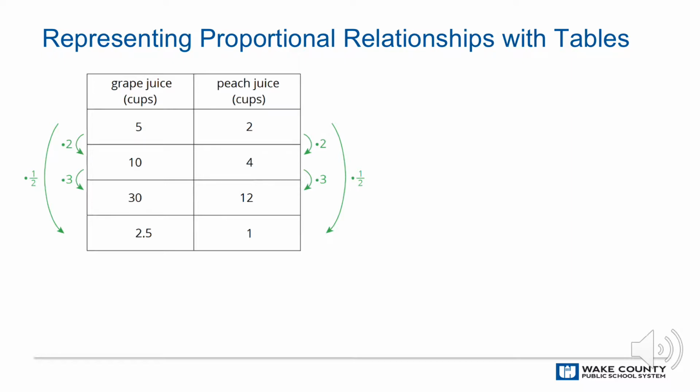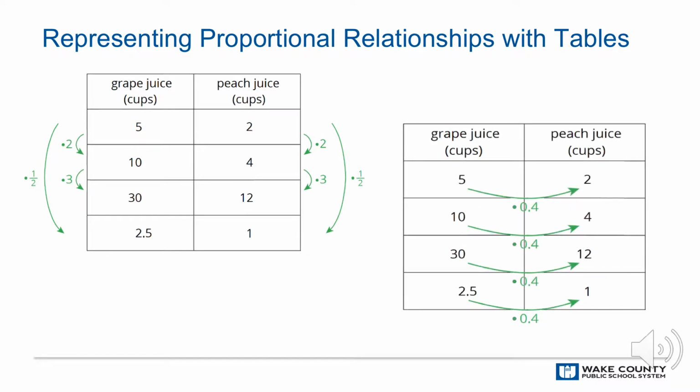In a table of equivalent ratios, a multiplicative relationship between the pair of rows is given by a scale factor. The relationship between the quantities of grape juice and peach juice is a proportional relationship. In a table of a proportional relationship, there is always some number that you can multiply by the number in the first column to get to the number in the second column for any row. This number is called the constant of proportionality. In this example, the constant of proportionality is 0.4, or 4/10. There are 4/10 of a cup of peach juice for every 1 cup of grape juice.